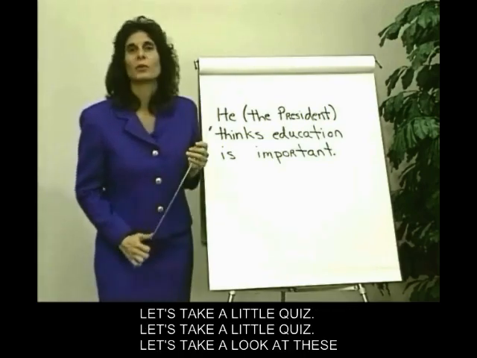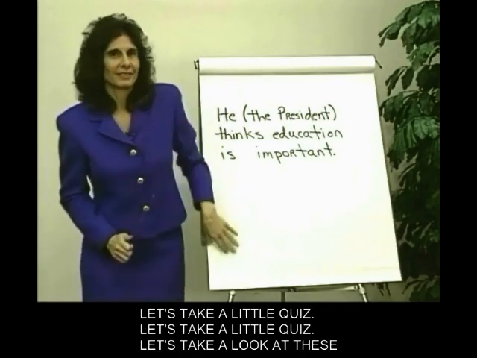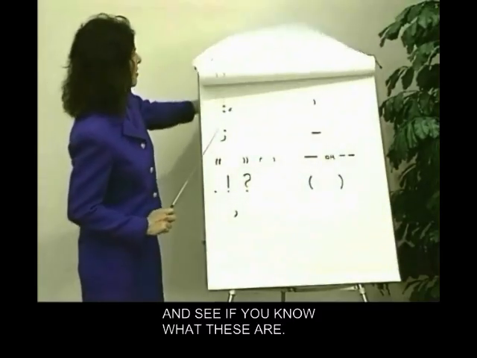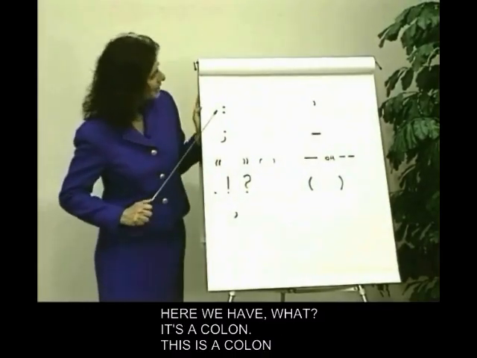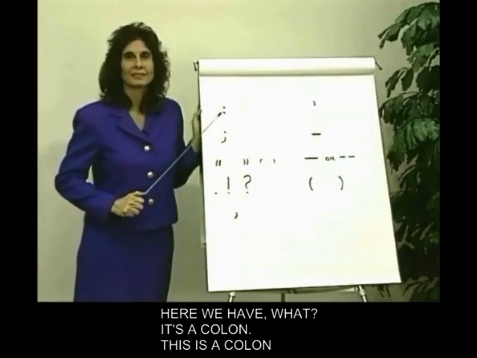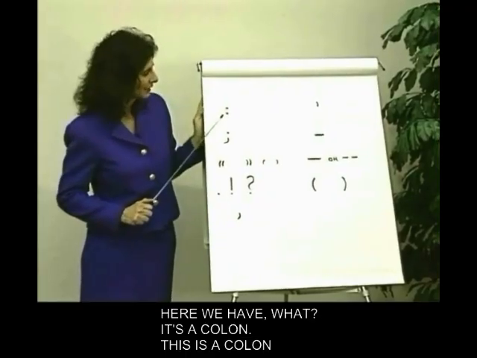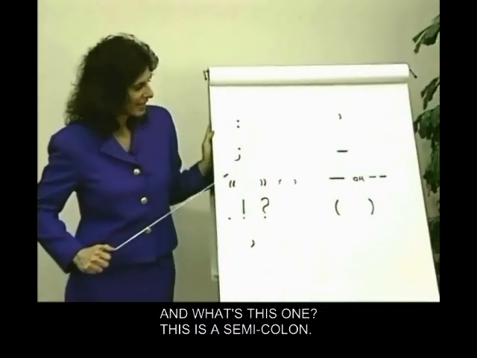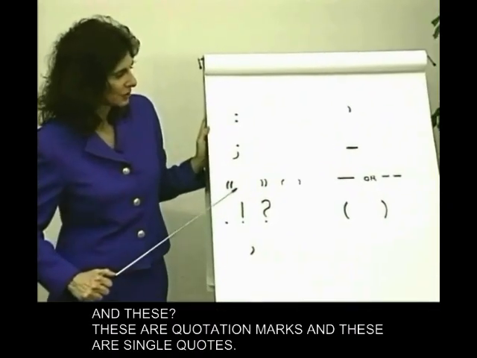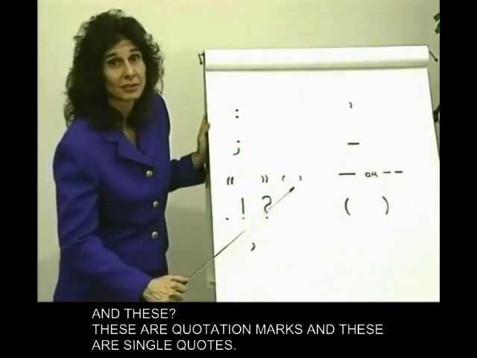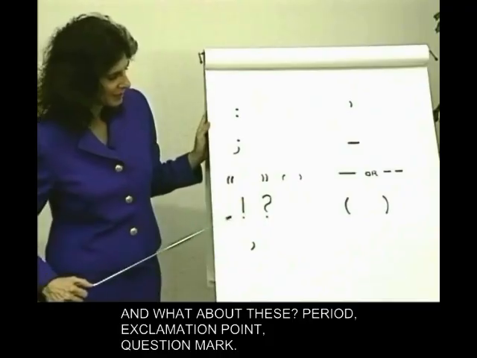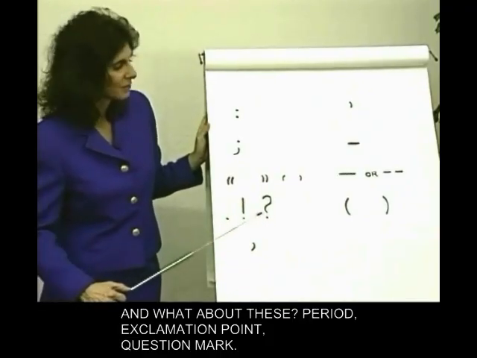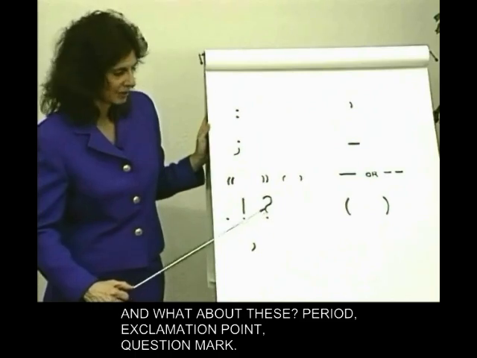Let's take a little quiz. Let's take a look at these and see if you know what these are. Here we have what? It's a colon. This is a colon. And what's this one? This is a semicolon. And these are quotations. And these are single quotes. And what about these? Period, exclamation point, question mark.